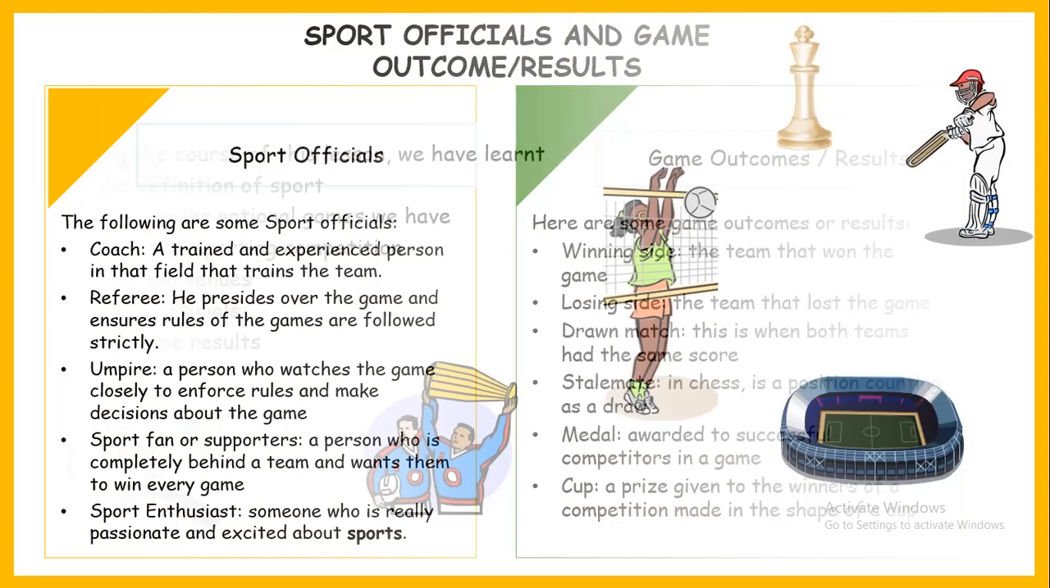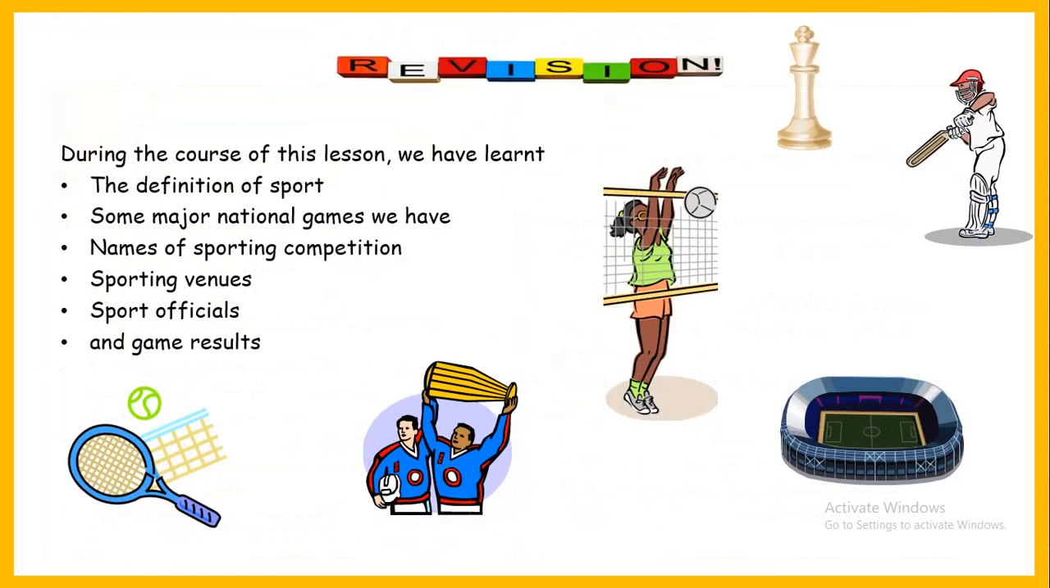We have come to the end of today's lesson and I'm sure we've learned a lot. We can now define so many words about sports. We've learned so many new words. We've learned the definition of sports, the major national games, the names of sporting competitions. We've learned about the sporting venues. We've learned about sports officials, and finally we learned about game results.